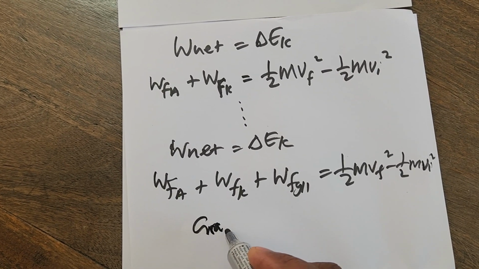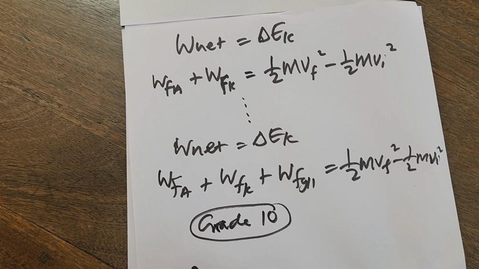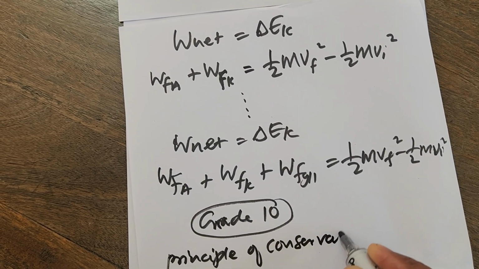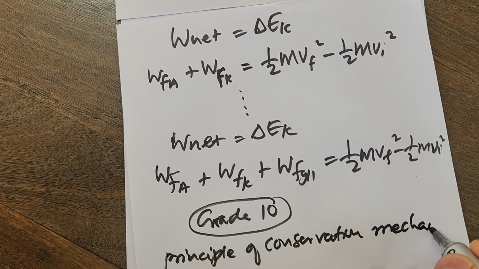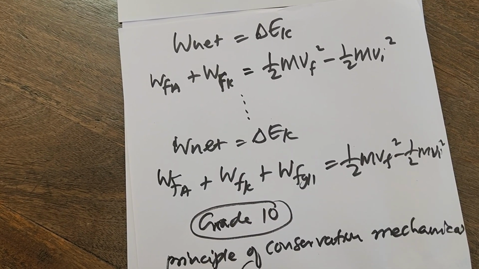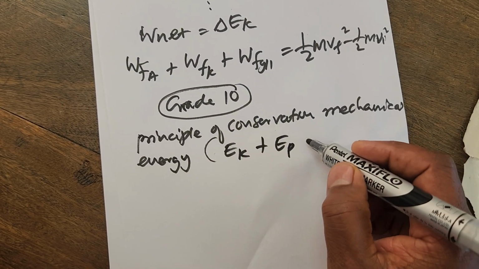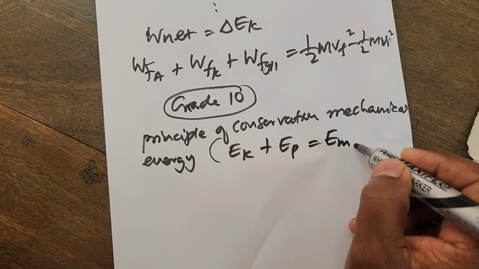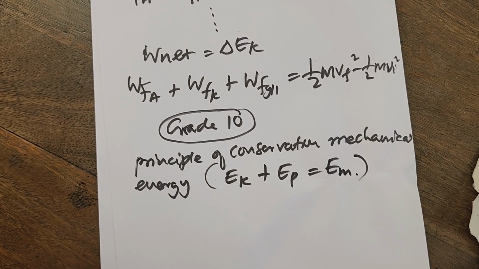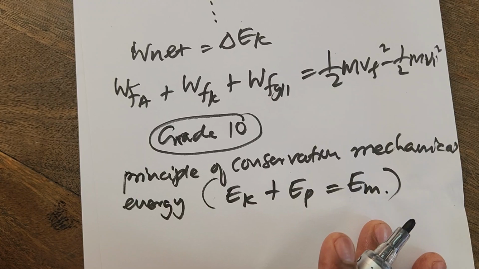But if you go back to grade 10, it said in the absence of friction, mechanical energy is conserved. Hence we had the principle of conservation of mechanical energy. I hope grade 12 learners and teachers know that mechanical energy is the sum of kinetic energy plus potential energy. Therefore, between any two points, as long as there's no friction, mechanical energy will be conserved. That is the grade 10 version of this one.